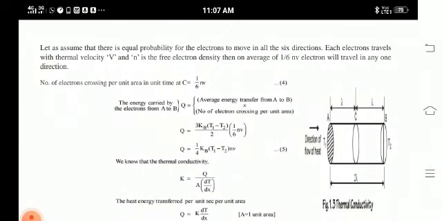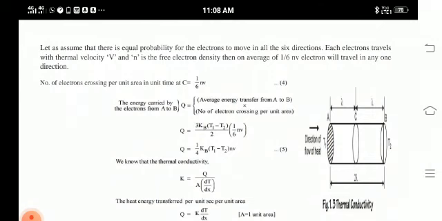The energy carried by the electrons from A to B is the product of the average energy transferred from A to B and the number of electrons crossing per unit area. So Q is equal to 3 kB (T1 minus T2) divided by 2, into 1 by 6 nv. Multiplying these values, we get equation number 5.